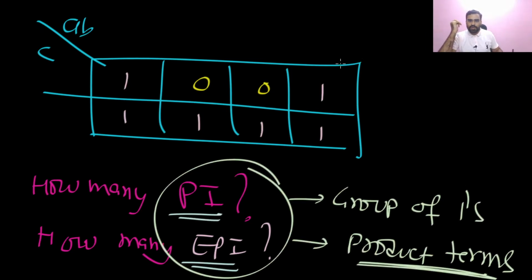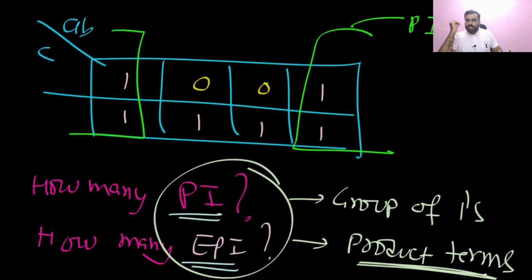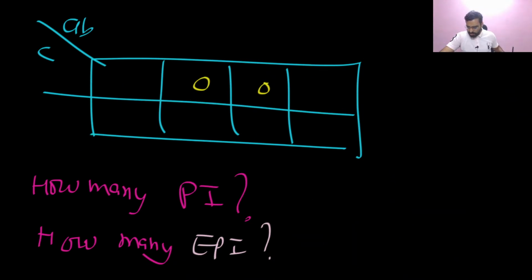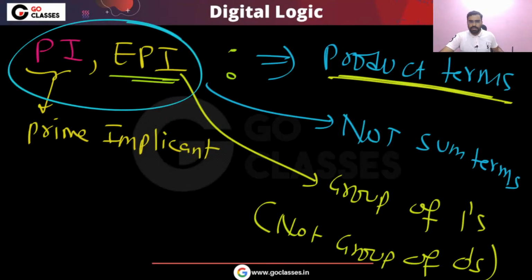So finally here what we will get? We will get this one. This will be PI also, and this will be EPI also. And one more you will get, this one. This will be PI also, and EPI also. So how many PI, EPI? The answer will be 2, 2. Is this clear? This is a trick question that I asked you. Please tell me, do you understand?